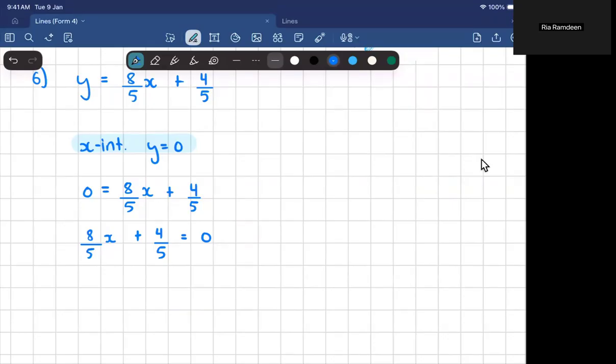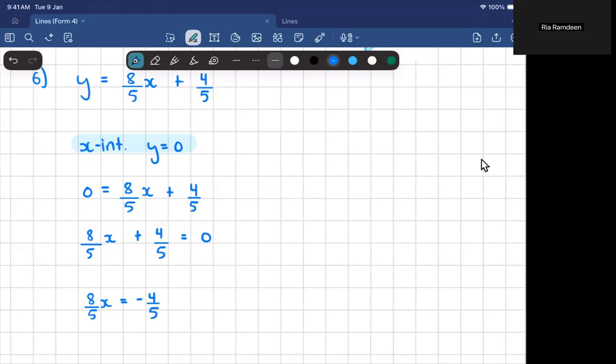We could move the 4/5 across. So we move the number across, right? So it will become 8/5x equals negative 4/5. Etiosa, on a scale of 1 to 10, how confused are you, if confused at all?